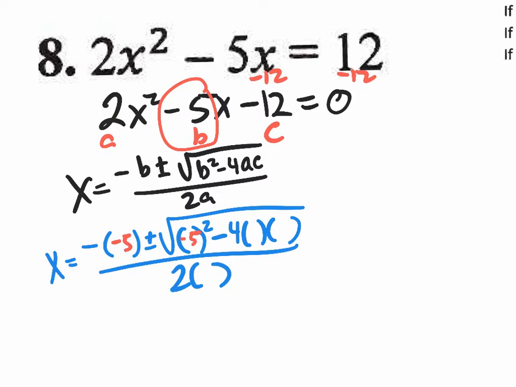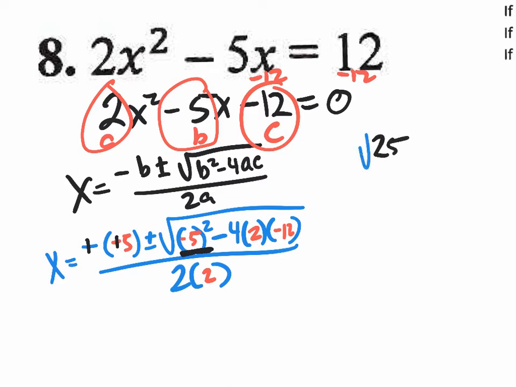Plug in our a value of 2 and our c value of negative 12. Right? The a value is 2, the c value is negative 12. The a value on the bottom is a 2 that we're plugging in. The minus minus changes to plus plus. We begin with the exponent. Negative 5 squared, what is that? 25. So we still have the square root.